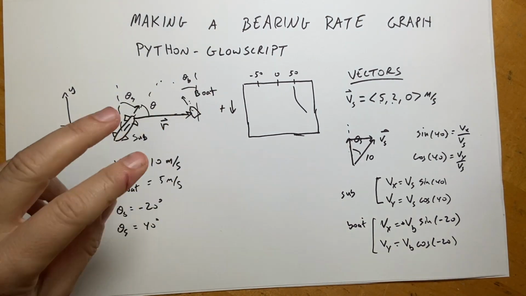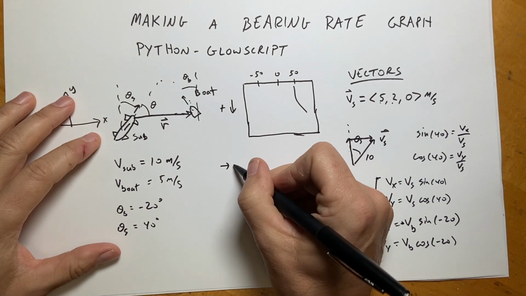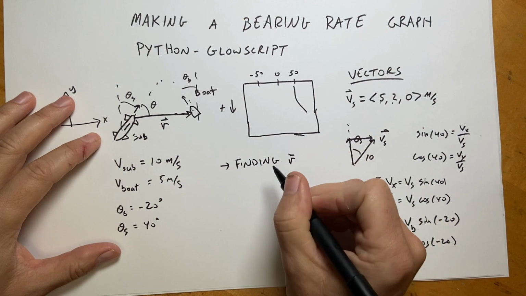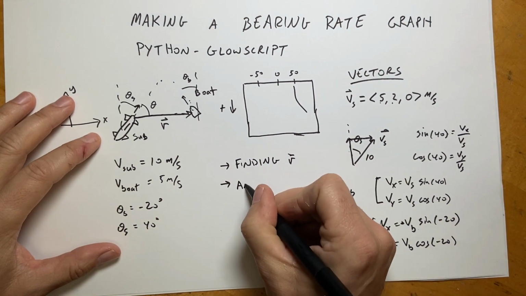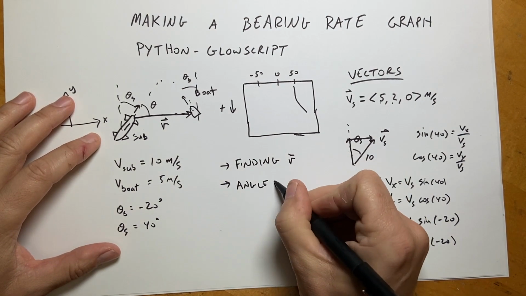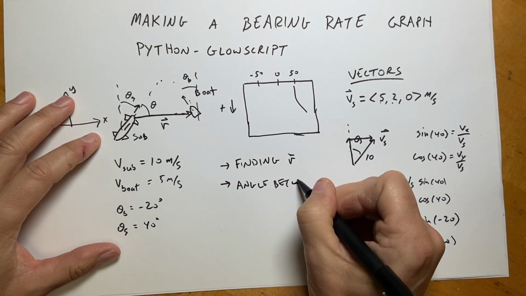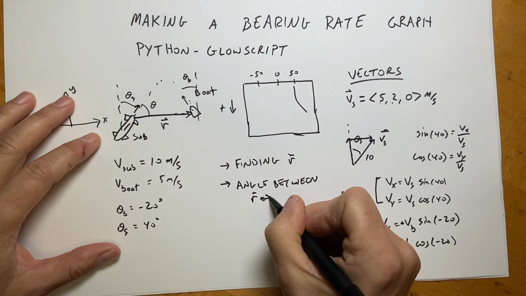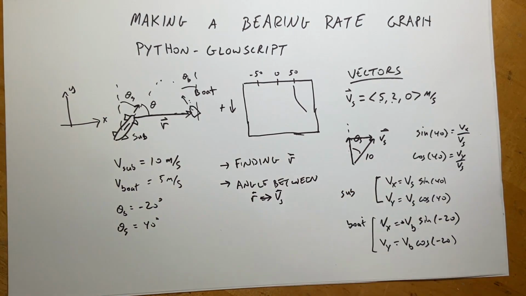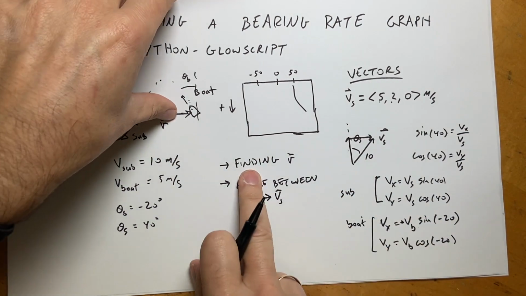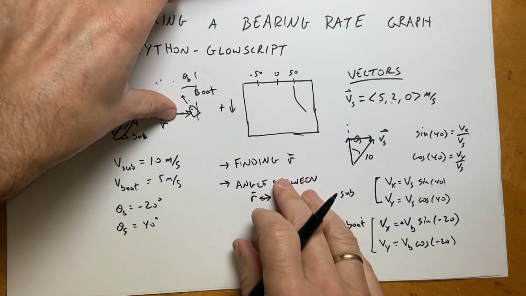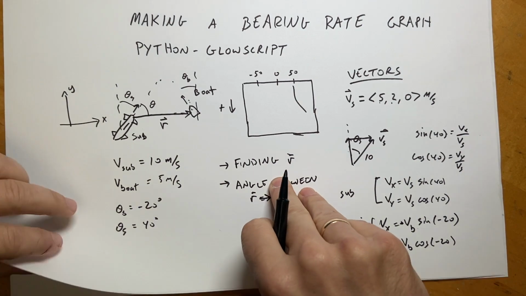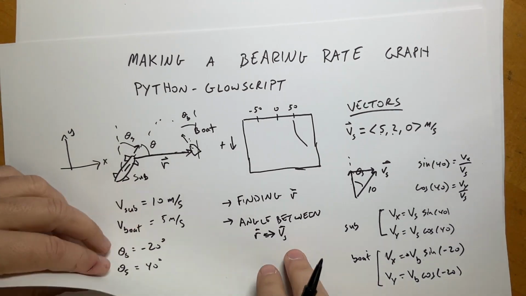Okay, so there's two things that we need to cover. Finding r, the vector, and the angle between r and v sub. That's what I want. Okay, so these are the two things I'm going to cover, and then we're going to jump over to the computer, and we're going to have a great time. It's going to be great.